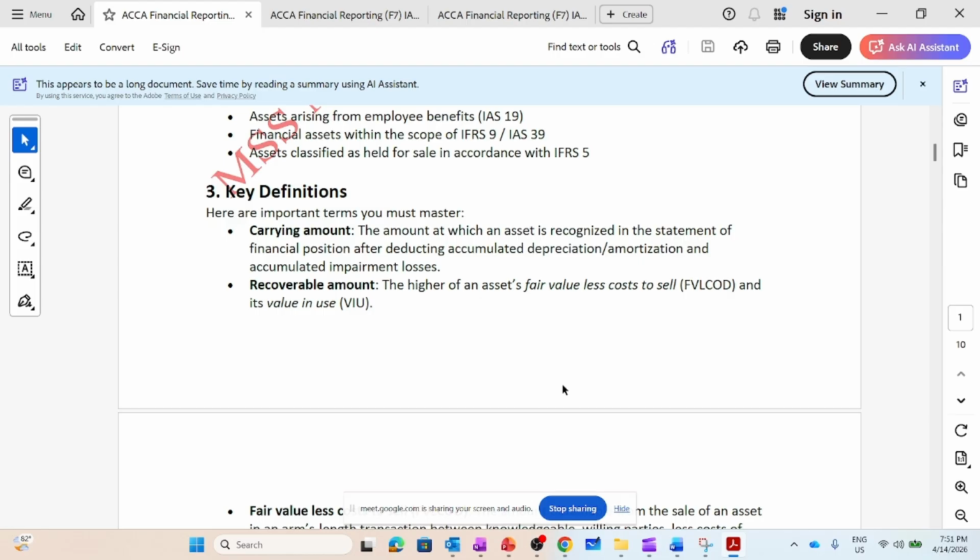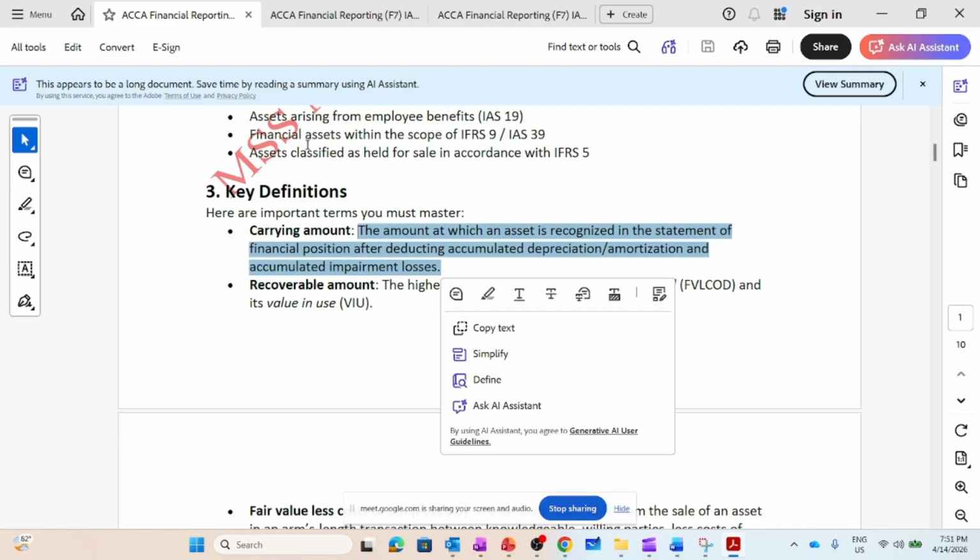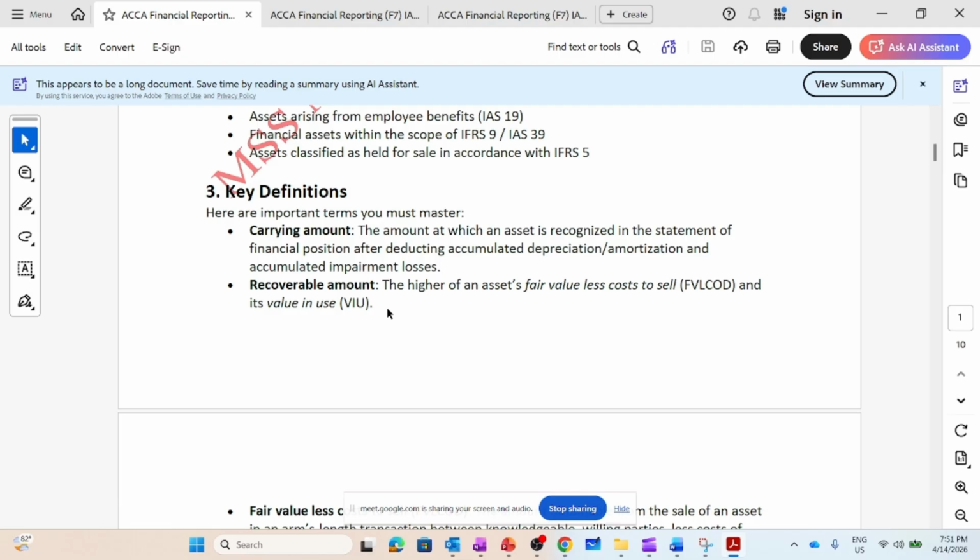So when you're talking about carrying value, we all know this is the value after we have deducted accumulated depreciation or amortization or any impairment loss. The remaining value is what we refer to as the carrying value. Now, the recoverable value is the higher of the fair value less cost to sell and the value in use.